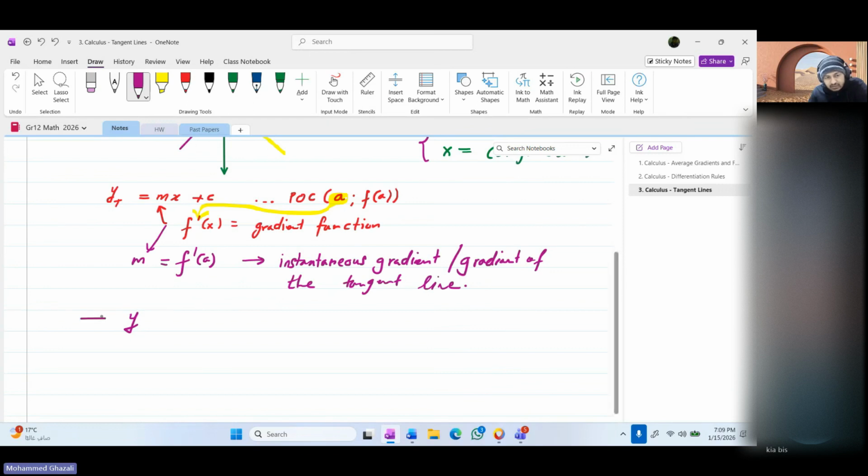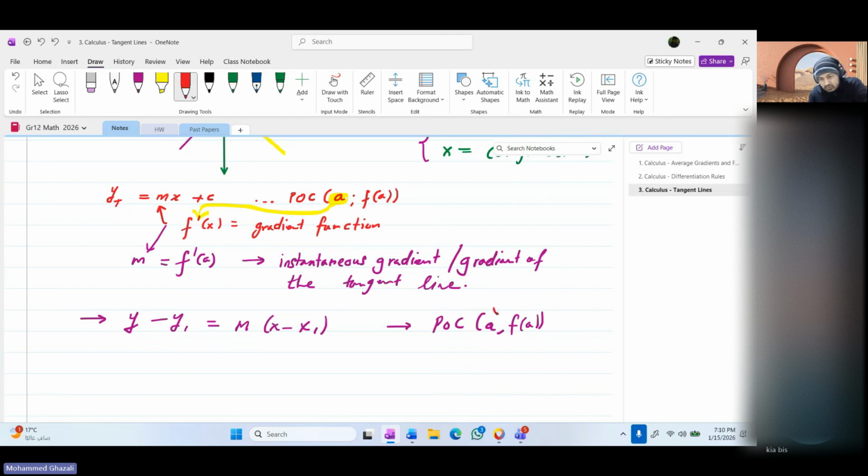We can now use this formula. It's easier to first use this formula: y minus y1 equals m into x minus x1. Now, what is the point of contact? Point of contact is a and f of a. So this is the x1 value, and that's the y1 value. And what is m? f prime a. m is equal to f prime a.